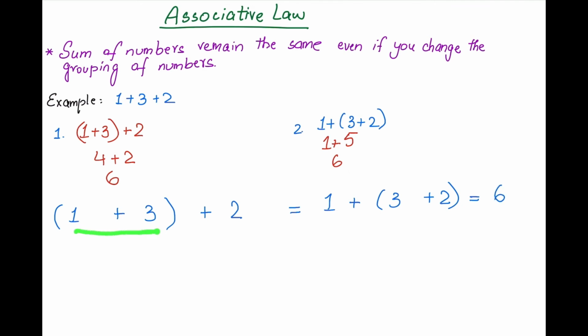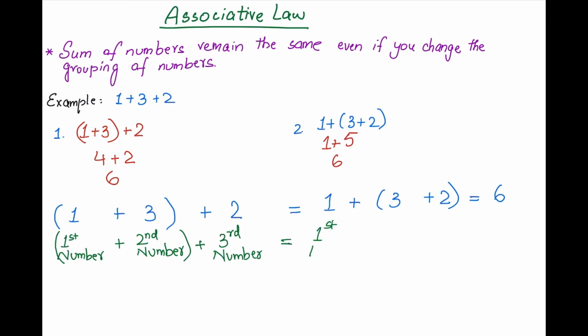If you want to write this in general form, how can we write it? We can write it as first number plus the second number. Okay, if you group these two numbers, and then you add the third number, it will be equal to first number plus second number plus the third number.